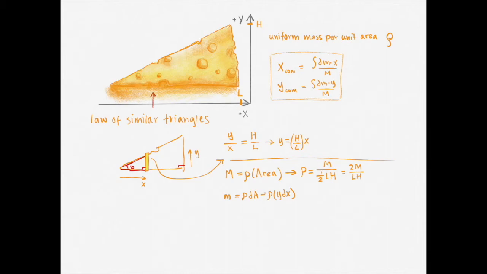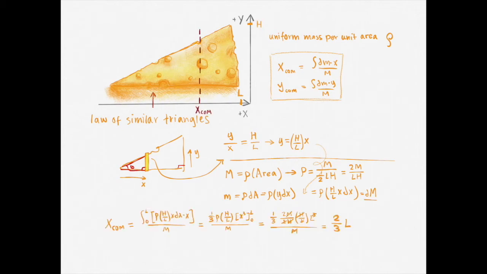Then a thin piece of mass, or your differential piece of mass, must be equal to rho times dA, where dA is equal to y times dx. And that is basically because you're integrating tiny rectangles of height y and width dx. But we can't integrate y with respect to x, so let's plug in y equals h over L times x, the equation that we got earlier. dm is then equal to rho times h over L times x dx. Now we can plug that into the formula for location of center of mass again, and we are integrating with respect to x, so it's from 0 to L. And the answer we get is 2/3 L, so the center of mass in the x direction is at 2/3 the length of the cheese.